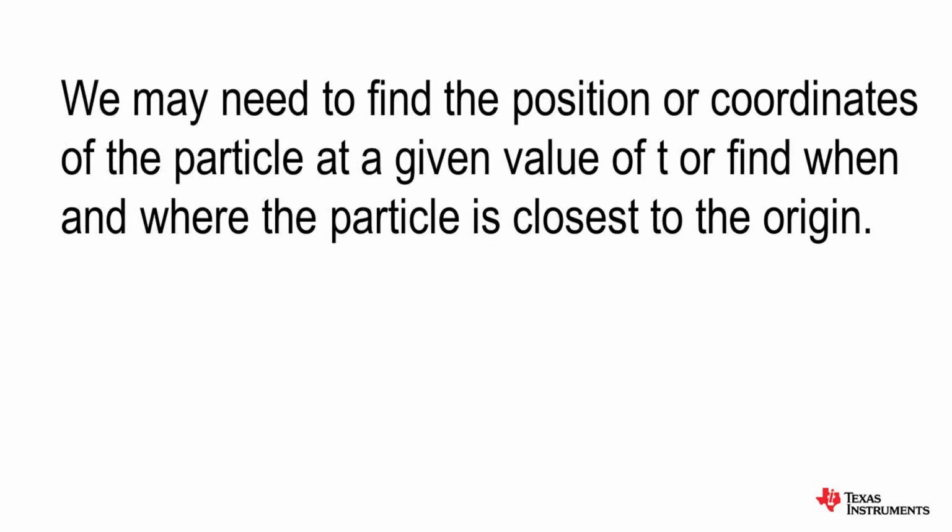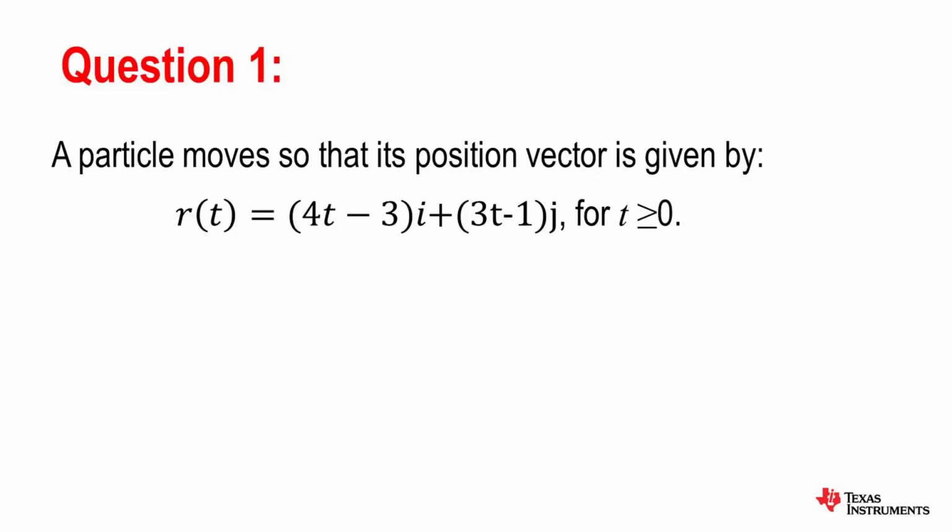Sometimes we might want to find the closest approach. We might need to find the position vector or the Cartesian coordinates of a particle at a given time, or, for example, when the particle is closest to the origin. Okay, let's have a look at our first example.